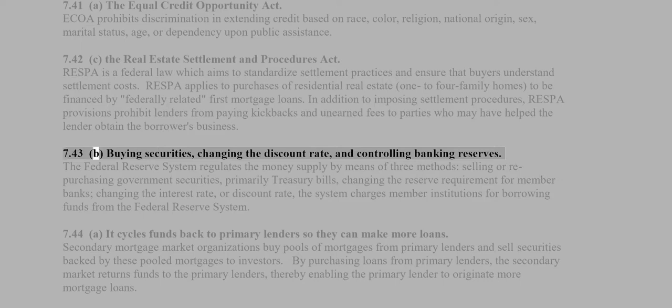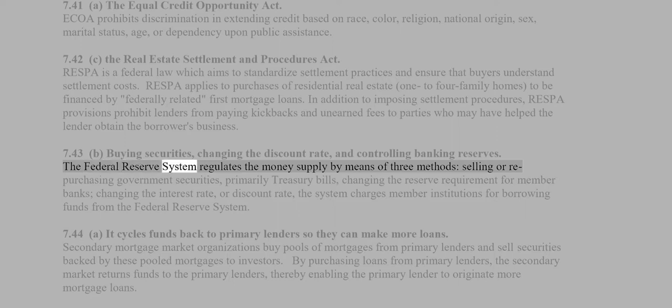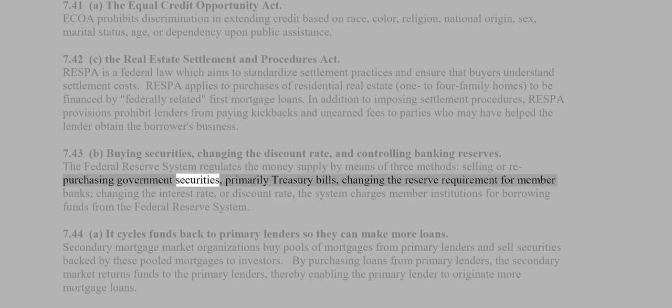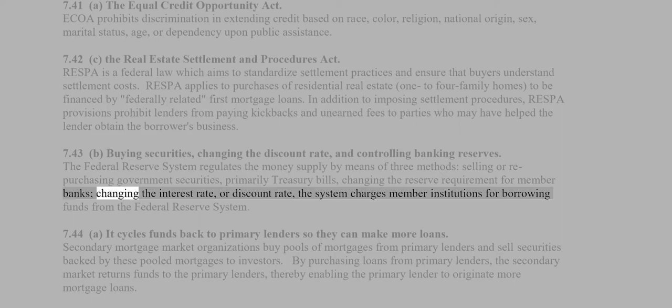7.43 B. Buying securities, changing the discount rate, and controlling banking reserves. The Federal Reserve System regulates the money supply by means of 3 methods: selling or repurchasing government securities, primarily Treasury bills, changing the reserve requirement for member banks, changing the interest rate, or discount rate. The system charges member institutions for borrowing funds from the Federal Reserve System.